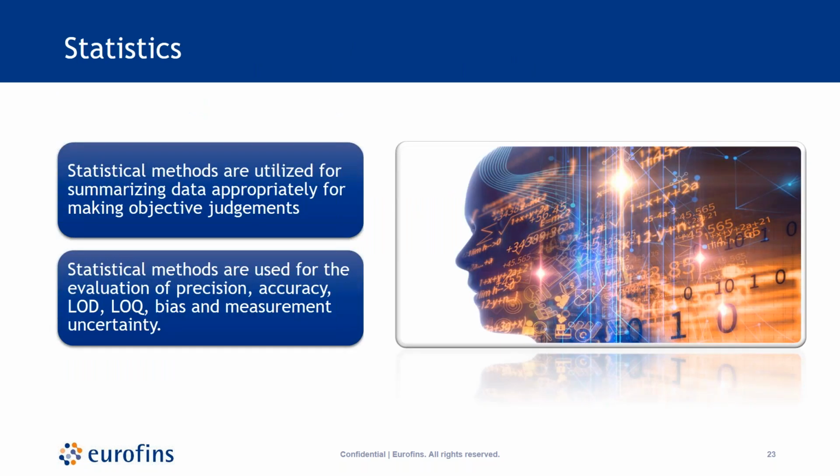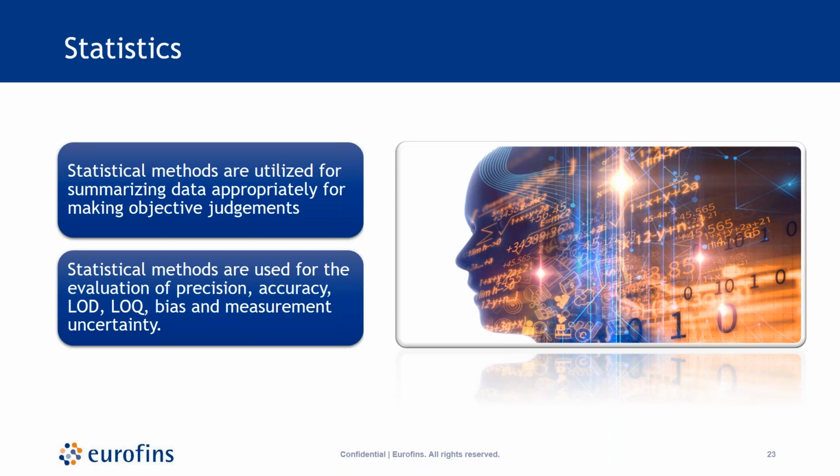Statistics. Statistical methods are utilized for summarizing data appropriately for making objective judgments. So validation is objective, right? We have to have a way to understand whether or not our validation passed, and that's all set by criteria that are set forth before the analysis starts. It's written into the protocol, it's approved and signed off on.